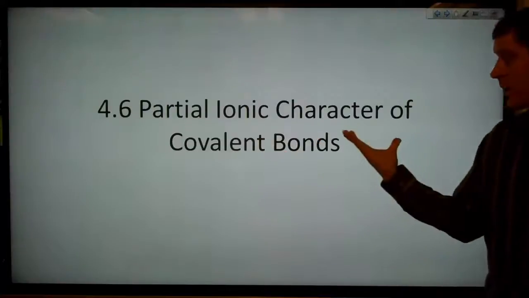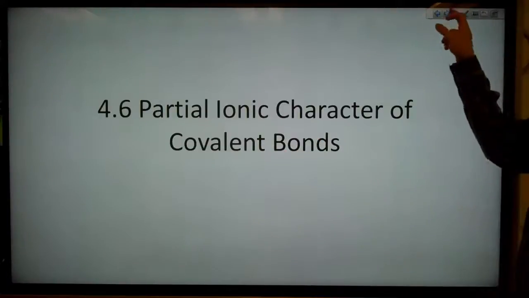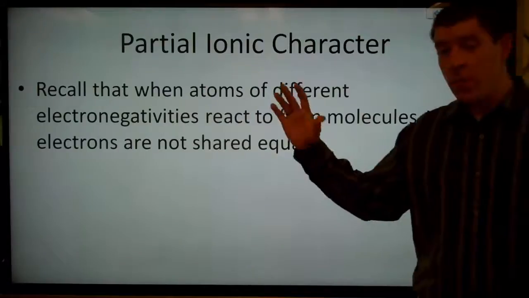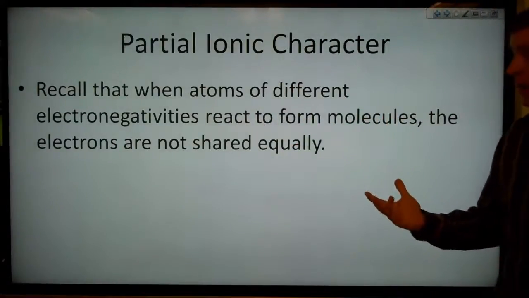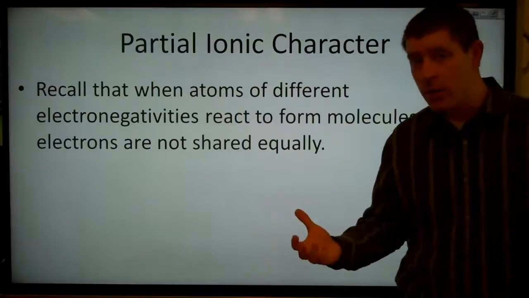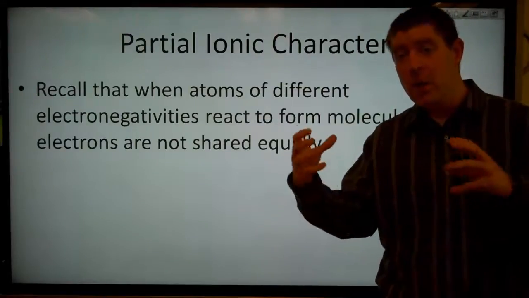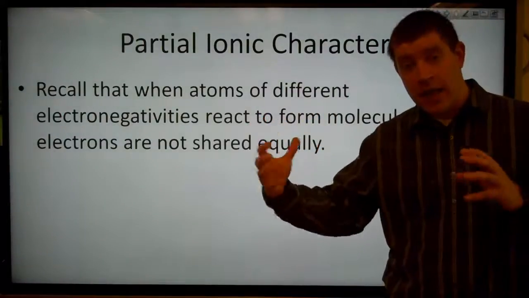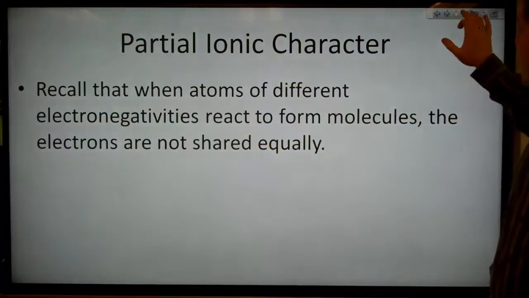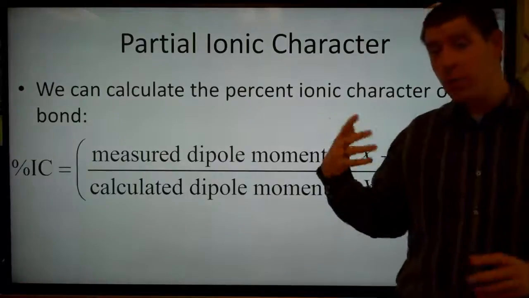Welcome to partial ionic character of covalent bonds. So remember that when atoms of different electronegativities react to form molecules, the electrons are not shared equally. Right? They're only shared equally if the two atoms are identical elements, because in that case the electronegativity will be the same. But if the electronegativities are different, then we get a polar bond.